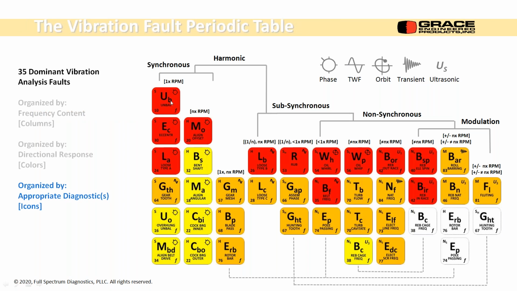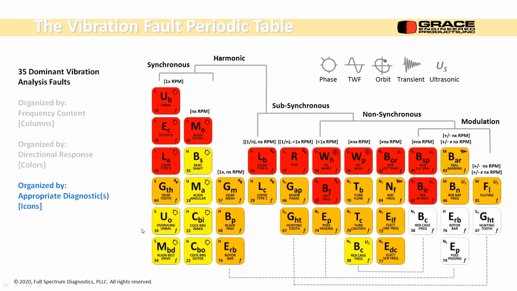And these are inside each box. So let's say I have a synchronous fault. It's radial directed, my dominant direction. I'm going to have these 4 blocks, and they all have a phase icon in there. So there's a phase test that I can do for each to prove or disprove each one of those. Okay, and that's how the diagnostic works.